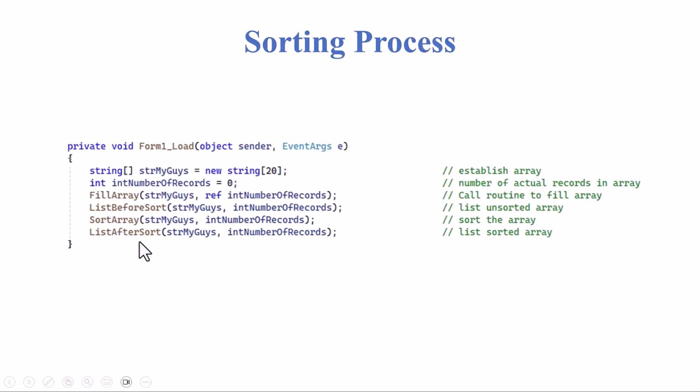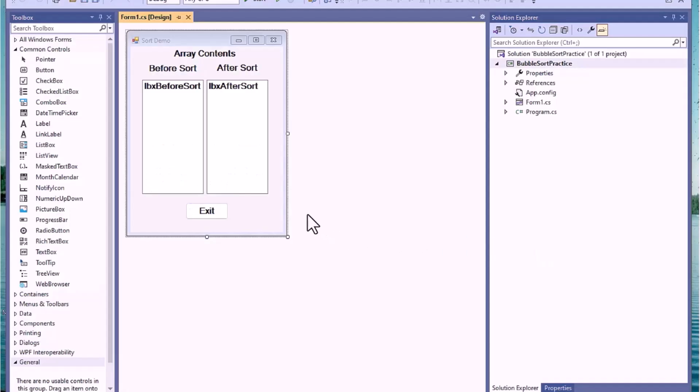We're going to sort it, and we're going to list it after the sort. So it's virtually self-documented, although I do have the comments sitting on the side here. So let's try this process. I've got a form set up here with basically some labels, before sort and after sort. This is the list box. It's going to show us the contents of the array before and after. And here's the exit button here.